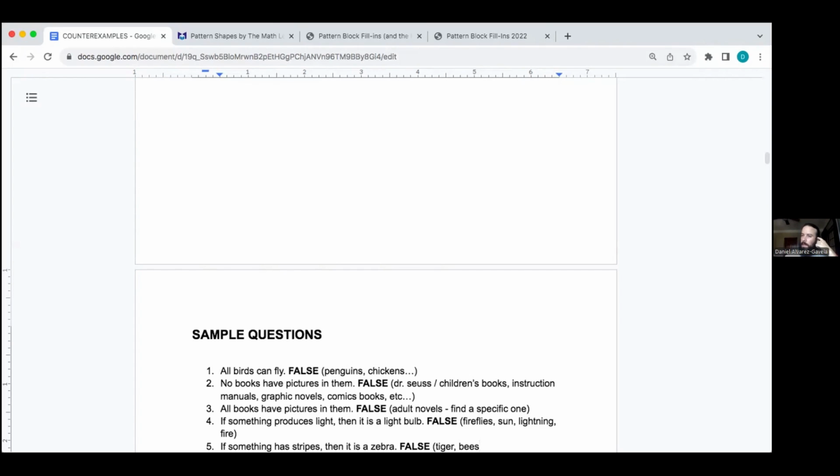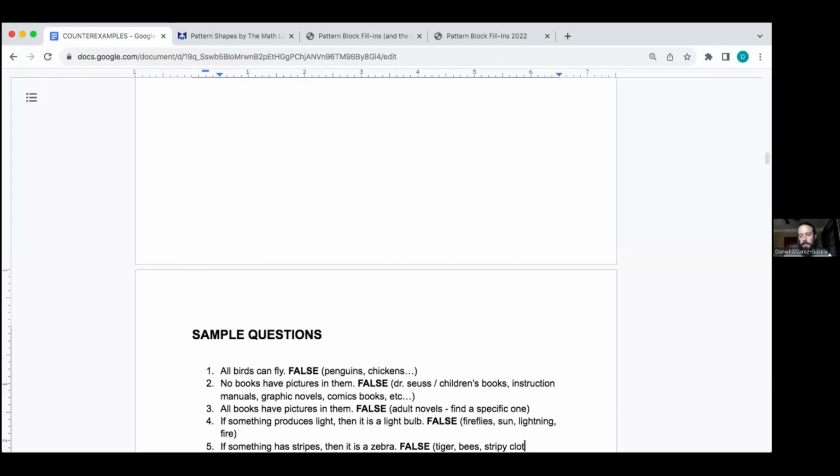There's really nothing I can say if I make the claim that if something has stripes, it is a zebra, and then someone points out that a tiger has stripes, but it's not a zebra. That's the end of the conversation.